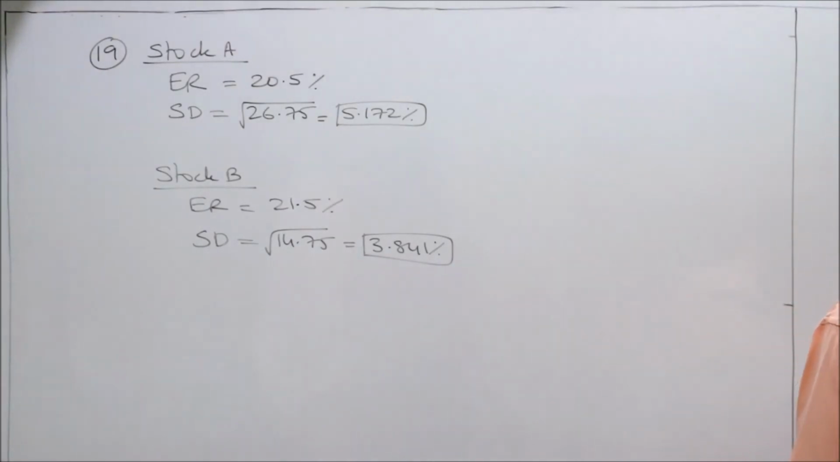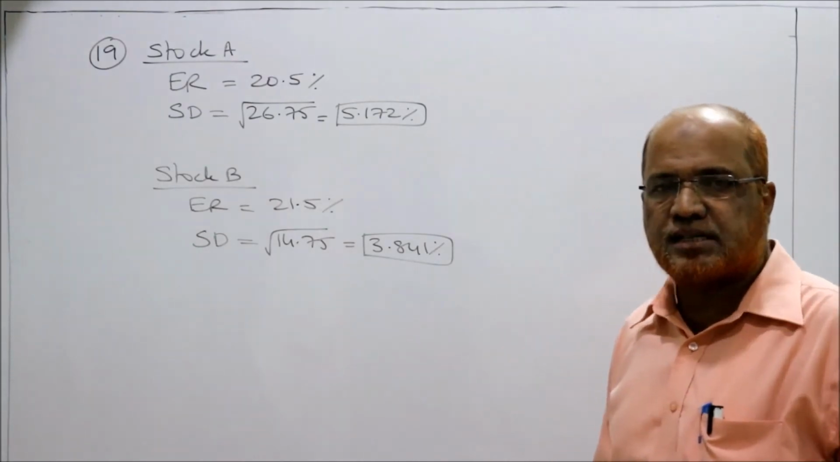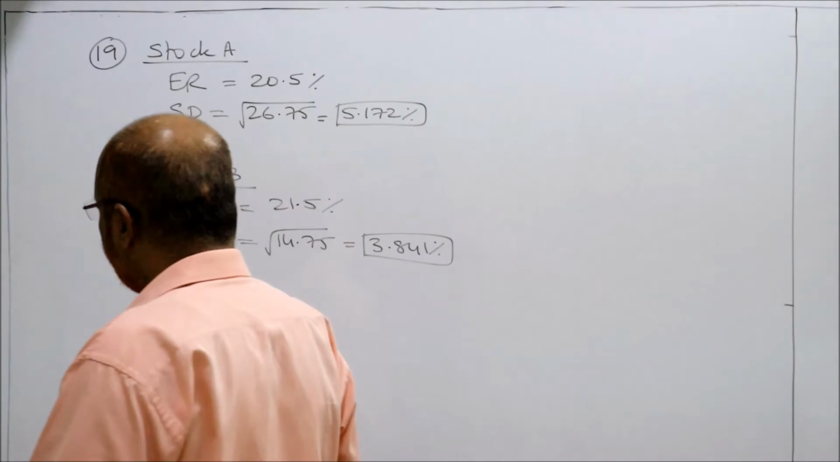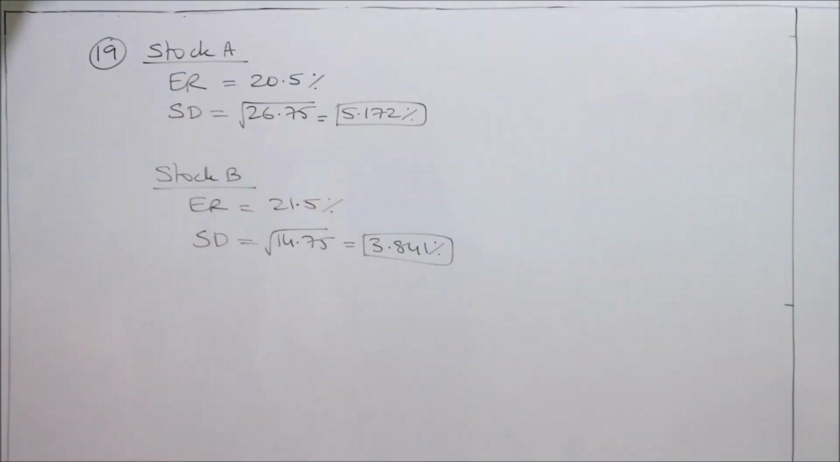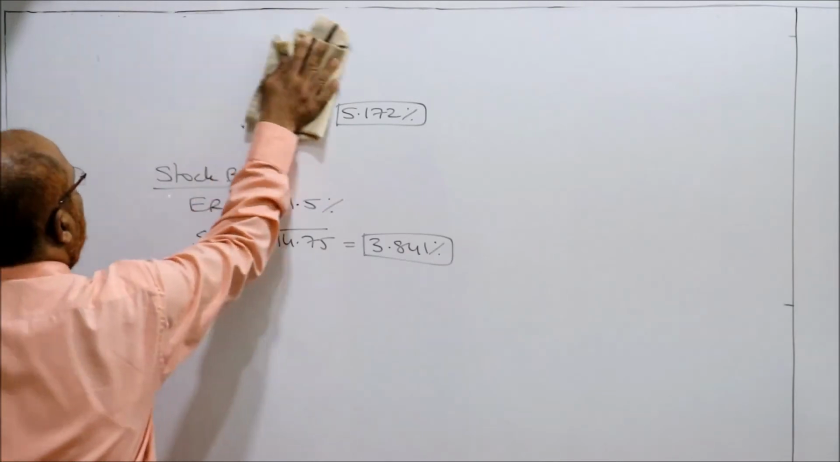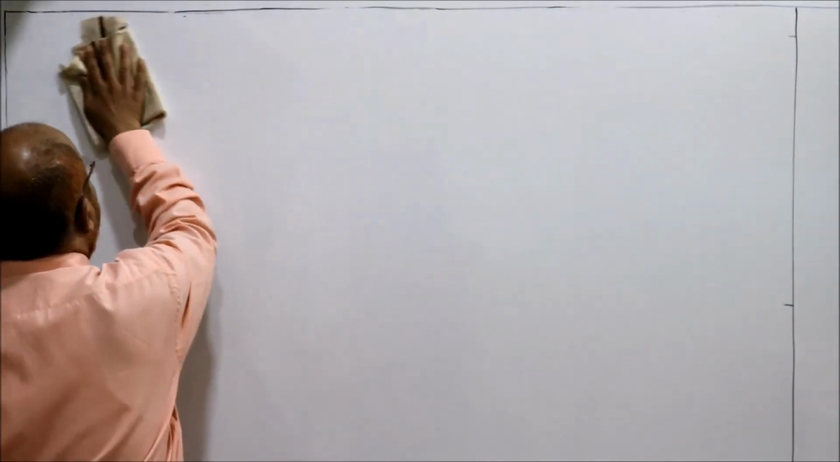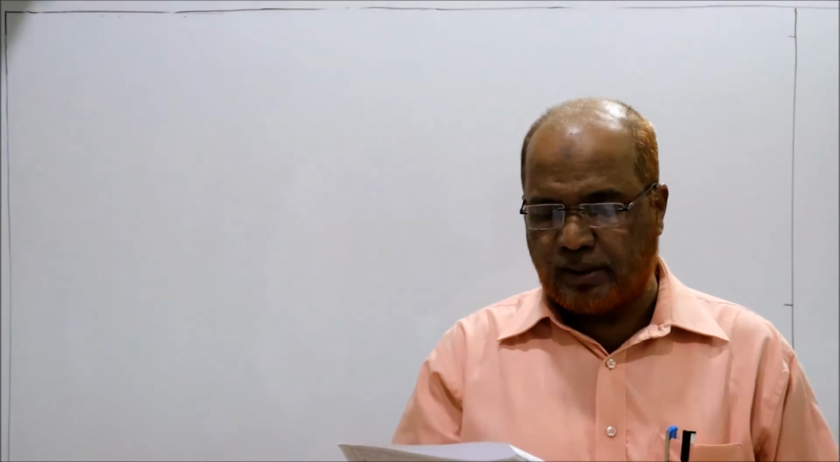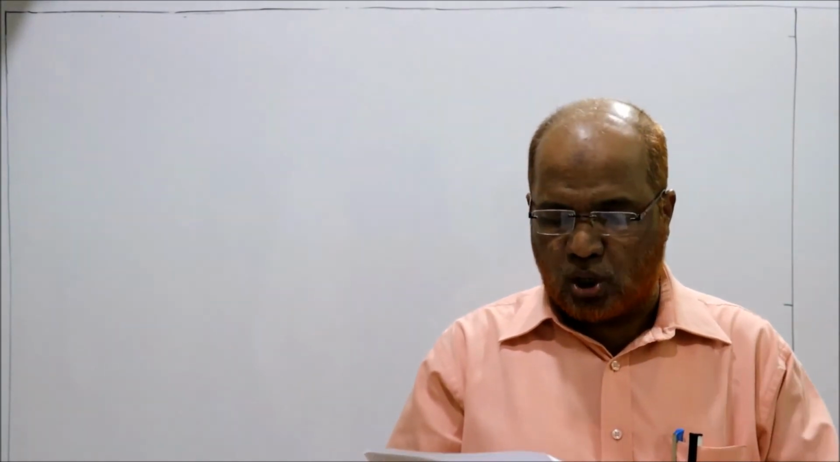Copy down the answer and try yourself, make your own calculations exactly similar. Now the last, problem number 20. See the problem. Calculate the covariance and coefficient of correlation from the following data. Stocks are X and Y and their returns are: stock X return 14%, stock Y return 26%, stock X 22%, stock Y 10%.